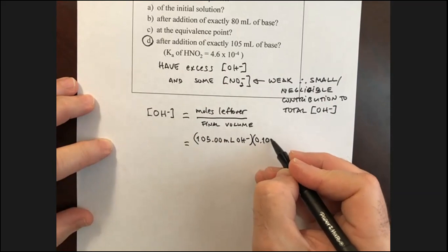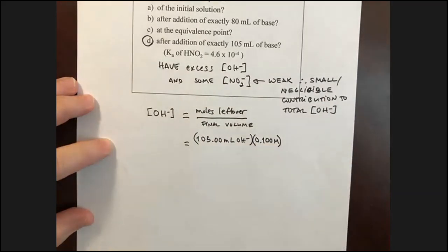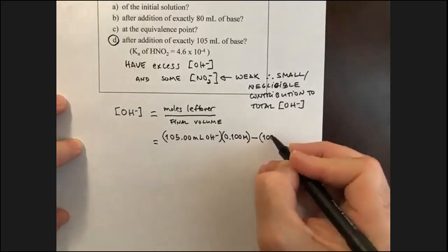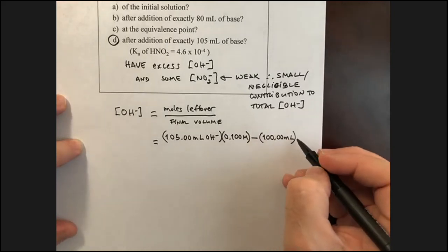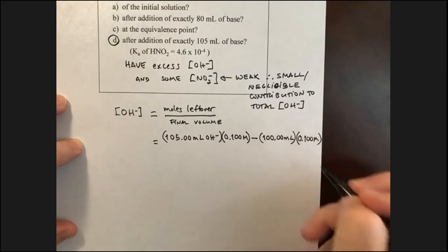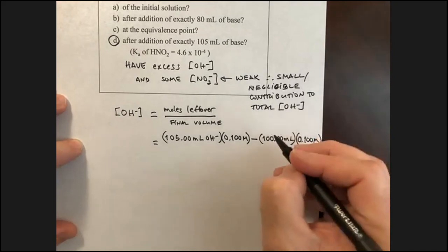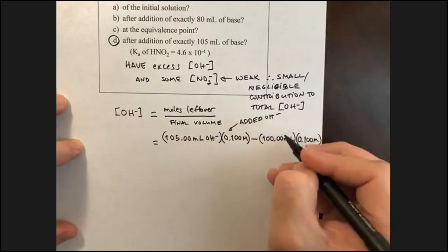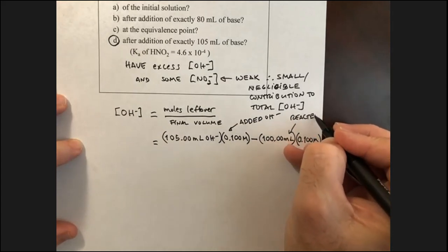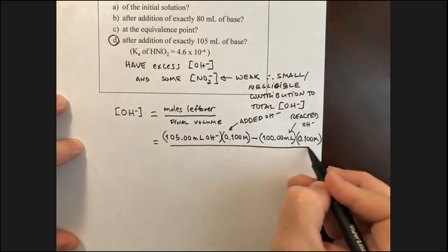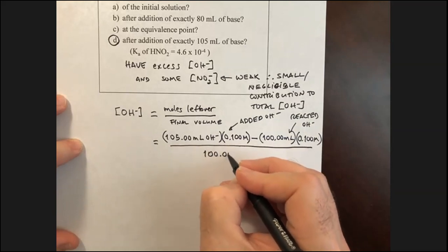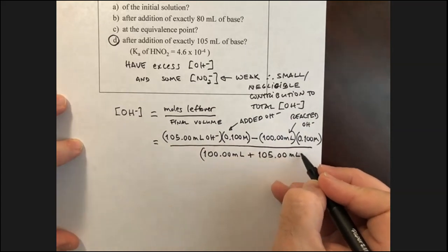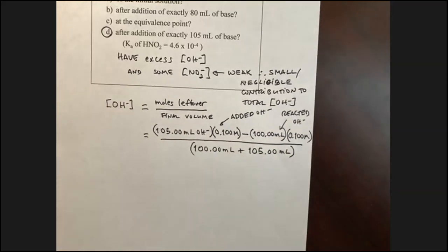Of a solution that was 0.100 molar. And some of that got reacted, right? We said that essentially 100 milliliters of that was used to react with the acid. So this is added, and this is the reacted. Then we're going to divide by the final volume, which would be the 100 milliliters of acid that you started with plus 105 milliliters of the base added.